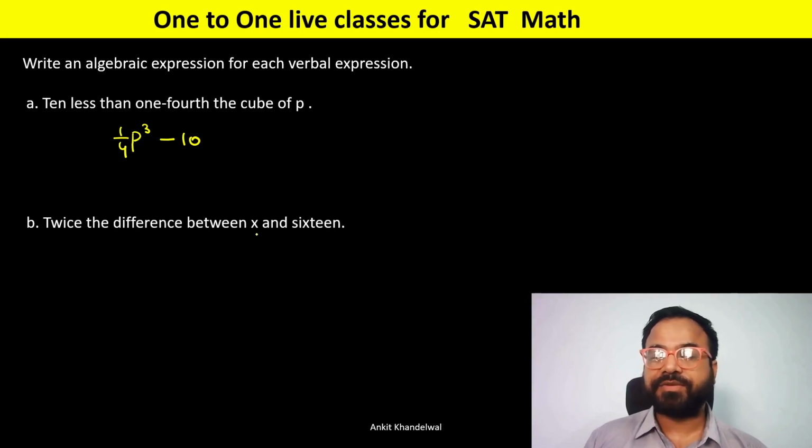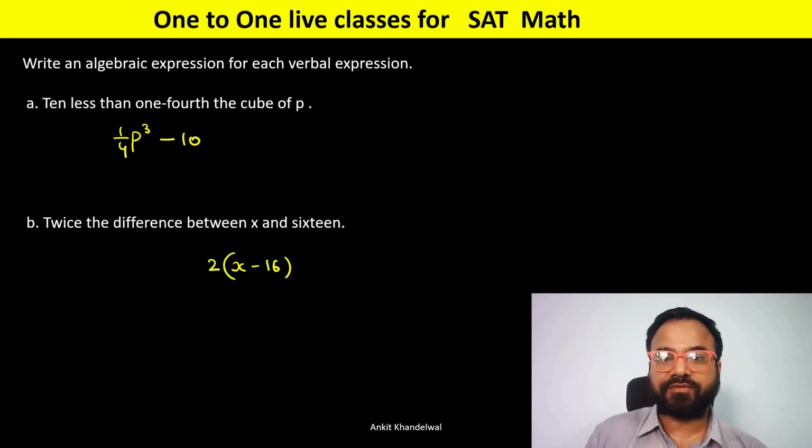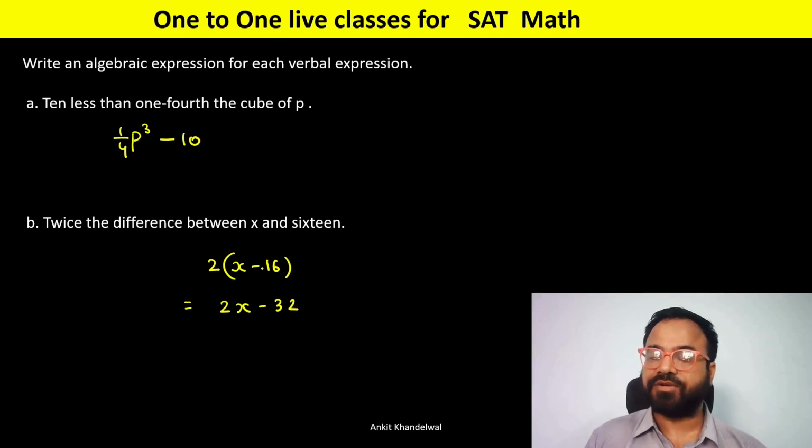Twice the difference between x and 16. So the difference between x and 16, 2 times of that. The difference between x and 16 is this, and 2 times of this. So 2 times x minus 16. This can also be written as 2x minus 32 if you distribute the 2 inside it.